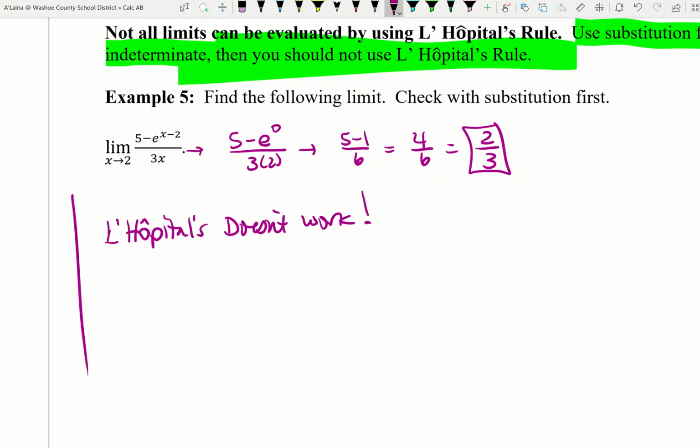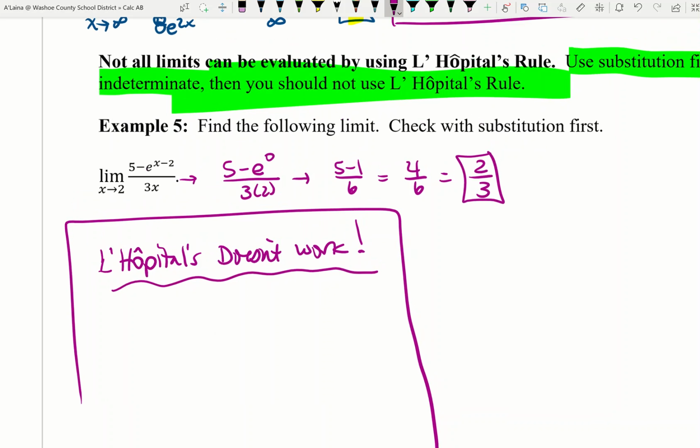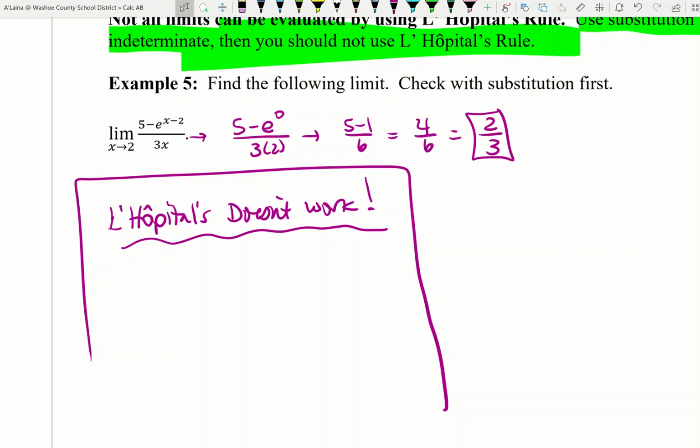So what I'm going to show you right now is just evidence of why you couldn't use it for a limit that didn't have an indeterminate form. If I did try to use L'Hopital's rule with this problem, I would use my limit notation. I would take a derivative first. Derivative of a constant zeroes out. I do want to consider the chain rule, but here the derivative of this exponent is just 1. So it doesn't do anything.